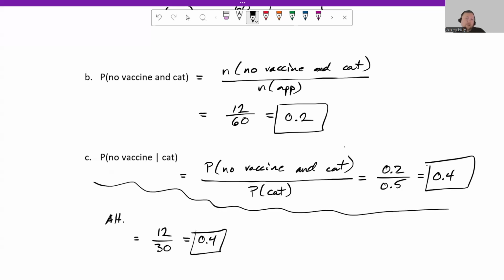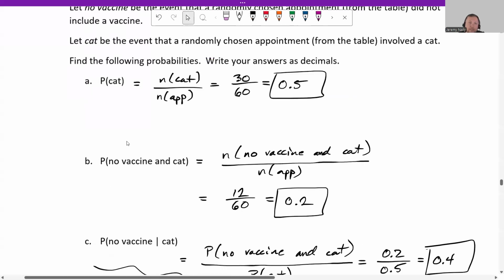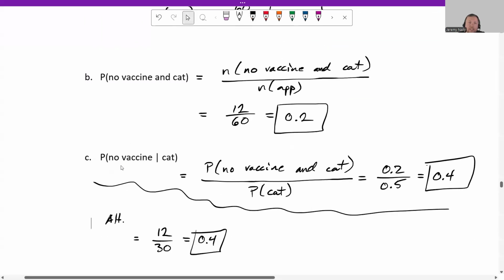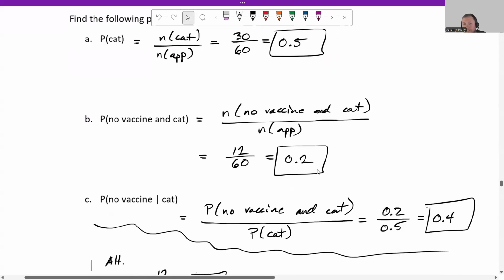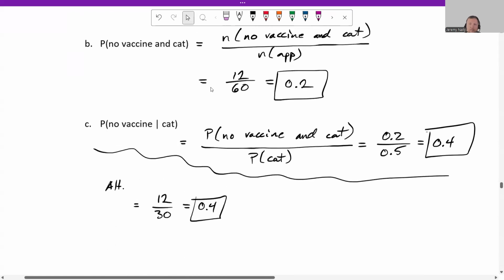But the way that this question is engineered, it's basically saying, all right, well, calculate this one, and then calculate this last one. And this is kind of a, if you know the formula, then you know you can just take and divide these answers in the correct way. So we're taking the and probability, dividing by that cat probability.